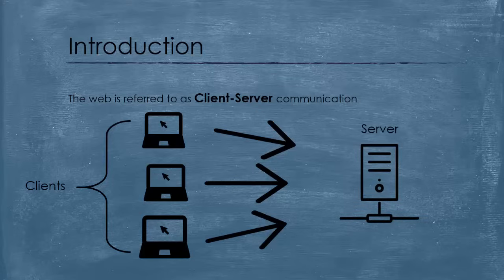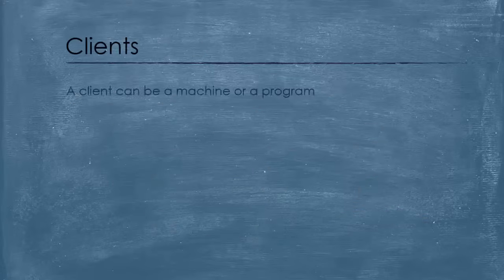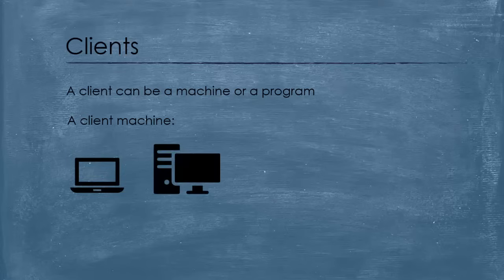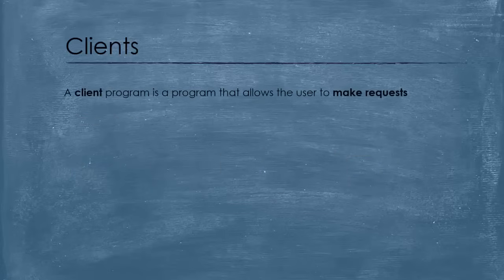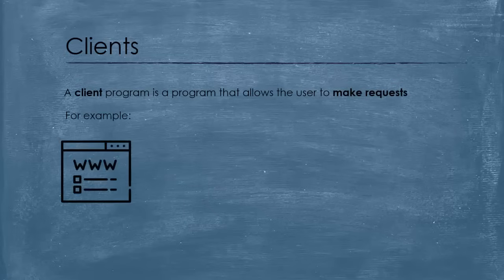Now, let's be more specific. What is a client? A client can be a machine or a program. When we say a client machine, we are actually talking about the devices that the end user can use to access the web. For example, your laptop or desktop is a client. Smartphones, tablets, etc. are all client machines. On the other hand, a client program is a program that allows the user to make requests through the web. Can you think of one? Yeah, a web browser is a client program. A user can make a request for a web page through the web browser, right? Can you think of another one?